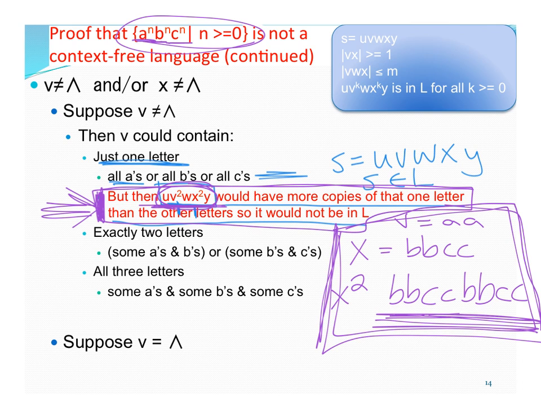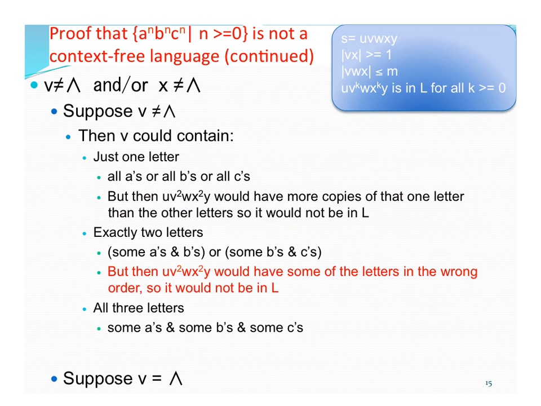So just to wrap up this slide, where are we? We've decided that V, whatever V looks like, doesn't contain just one letter, right? So this case doesn't work, but that's fine because there's lots of other possibilities for V. V could have exactly two different letters, it could have all three letters, or it might even equal lambda. So we're not done yet. We don't have a contradiction yet. So let's keep going.